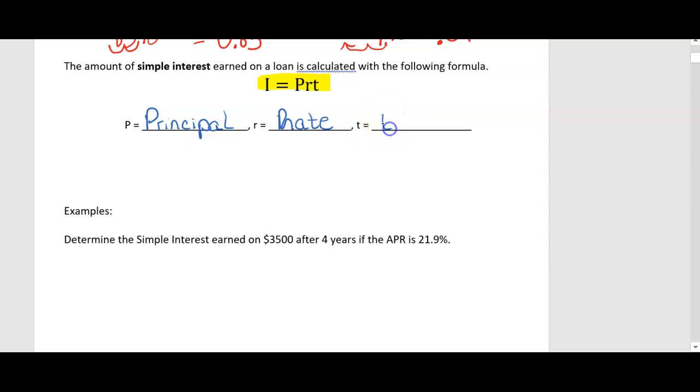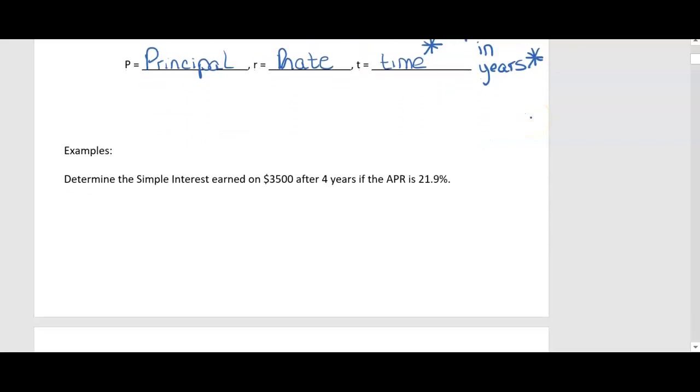And T represents time. Now, it's important right here to note that your time must always be expressed in years. So if they don't give it to you in years, you're going to have to convert it to years because that is the way the formula works. So we'll start very simple and then we'll get a little more complicated where what do you do if time is not expressed in years? So let's look at the first one.